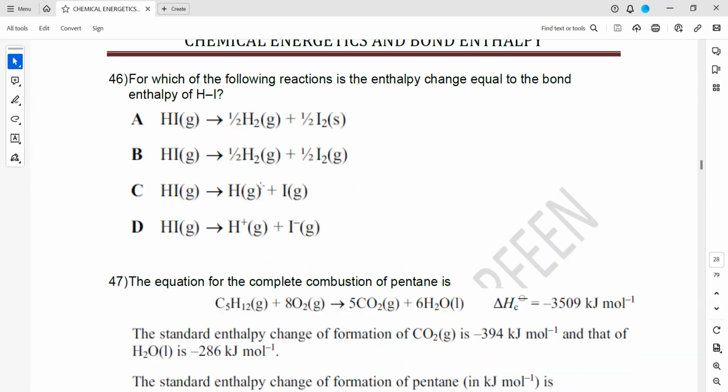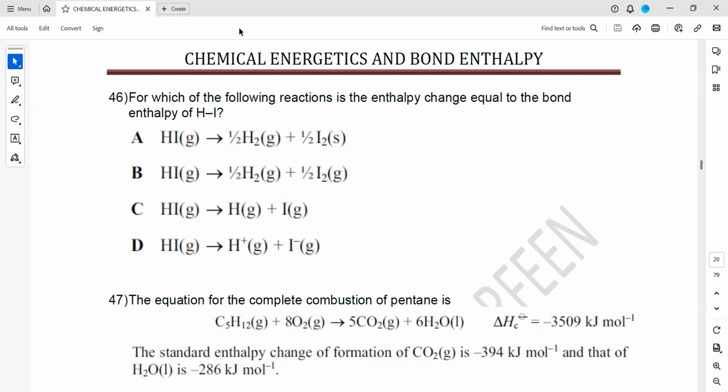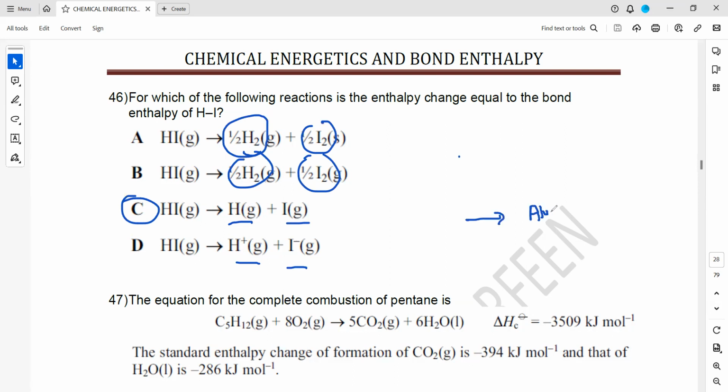In question 46, for which of the following reactions is the enthalpy change equal to a bond enthalpy? Bond enthalpy means the energy needed to break the bond, or mean bond enthalpy, and produce atoms in a gaseous state. Here we are producing molecules, so this cannot be. Here we are producing ions, so this cannot be, because that is the opposite of lattice. So here we are producing atoms in a gaseous state. When we break the bonds and produce atoms in a gaseous state, we call that energy bond enthalpy.